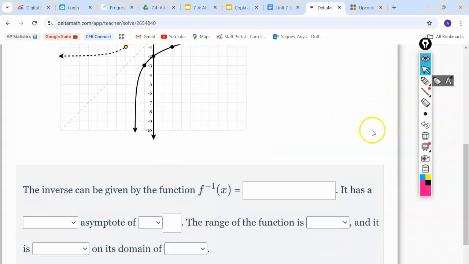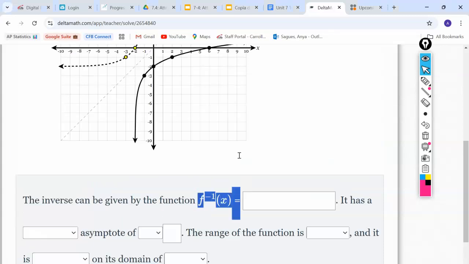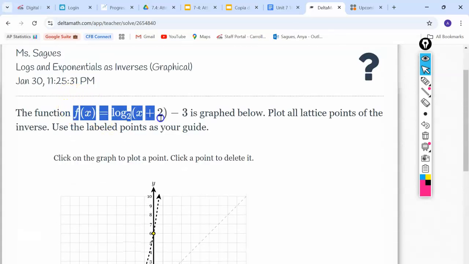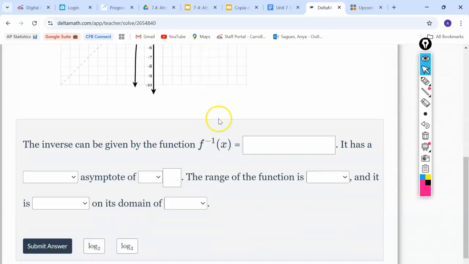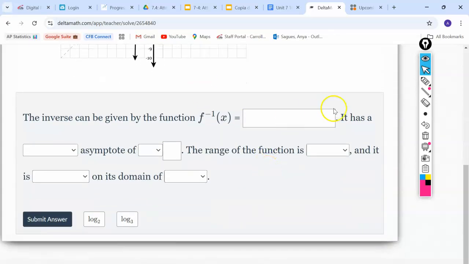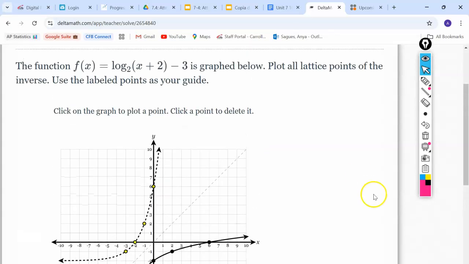Moving on to the second part, the first thing it's asking me is the inverse can be given by this function. So we have to find the inverse of the original function that they give us. And what's nice about that is once I figure it out, I can use Desmos, because Desmos is a lot more interactive than what's on here. I can use Desmos to then help us out for the rest of the problem. So let's start out with our function that they give us here.